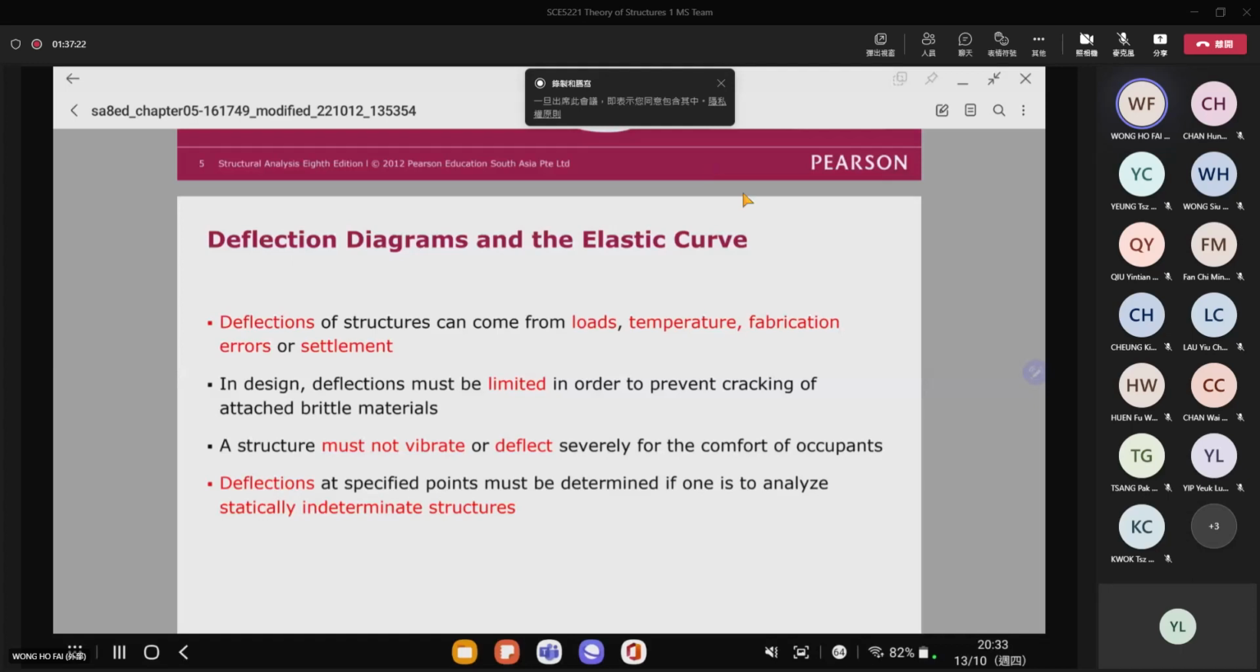And if you have learned about concrete design or steel design, we always mention that the structure should satisfy the ultimate limit state and then the serviceability limit state. For serviceability limit state, that means the structure should not deflect too much or vibrate too much. Otherwise, it will affect the comfort of the occupants in the building. So deflection is actually very important. So here we will introduce some ideas about the deflection and the way to calculate the deflection.